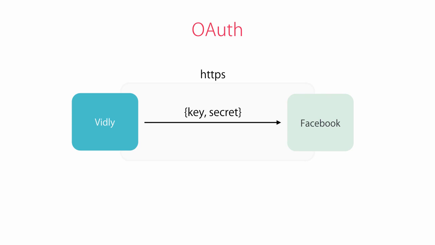Now, that aside, the user can authorize Vidly to access this information. Since we registered Vidly with Facebook at the beginning, Facebook knows the address of Vidly. So it will redirect John back to Vidly, and it will also pass an authorization token. This authorization token tells Vidly that Facebook could successfully authenticate this user.